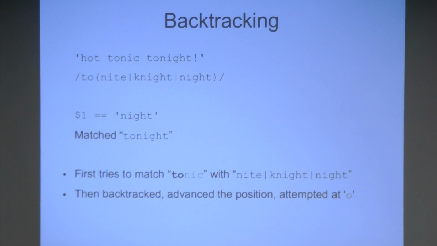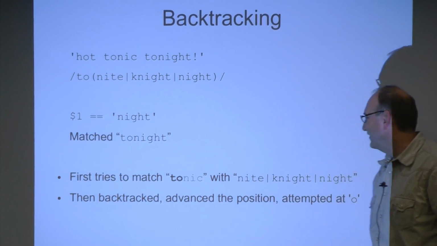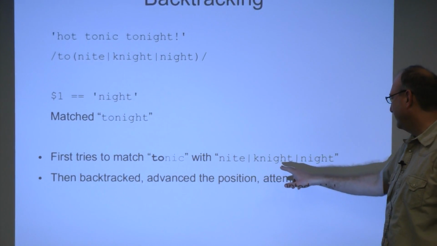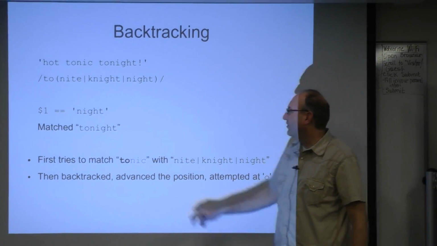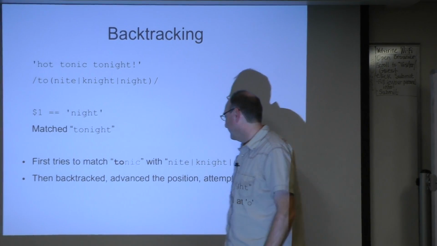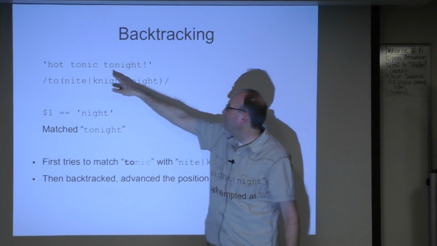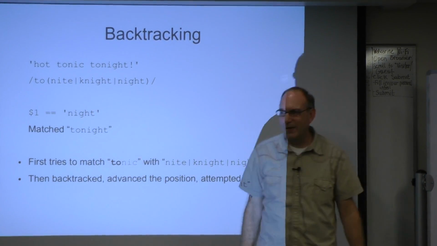Okay. So as we just saw, first it tries to match the TO in tonic with night, night, night. Then it backtracked and advanced the position within the string to the next. It keeps advancing, advancing, advancing. And then finally it gets to the right point where it has TO, NIGHT, and it can match your TO and your NIGHT, and it's happy.